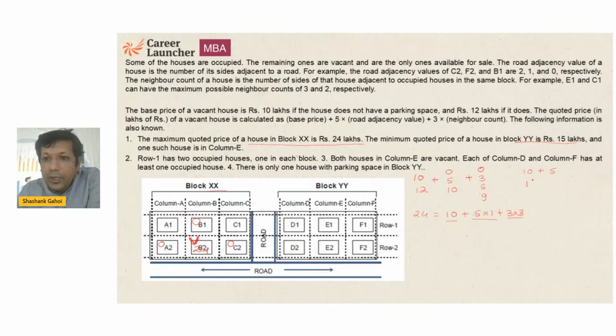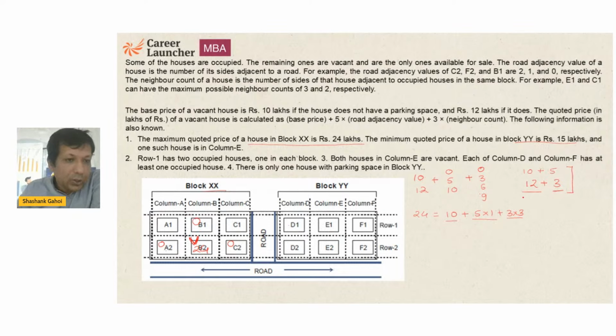Now, it can also be 12 plus 3. So 12 plus 3 means it has a parking, plus it is not adjacent to road. It means it can be even E1 or F1, and 3 means it must have one neighbor count. So basically either of the arrangements are possible. I don't know which one.